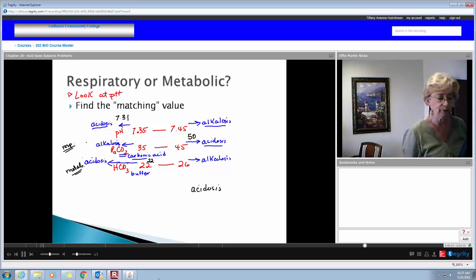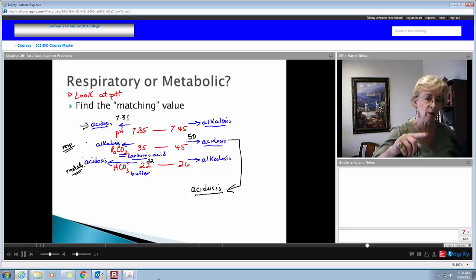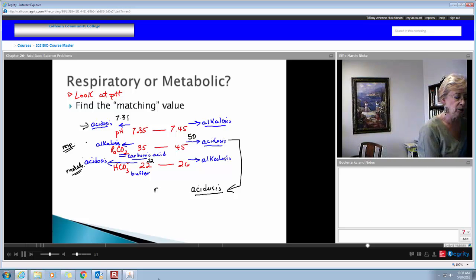Find the match. So if this person is in acidosis, the respiratory value is also in acidosis. Notice how it's out of range on the acid side. So this value right here matches the pH. Here's your pH out on the acid side. So this person's problem is what? Respiratory acidosis. Next step, figure out whether it's compensated or uncompensated.